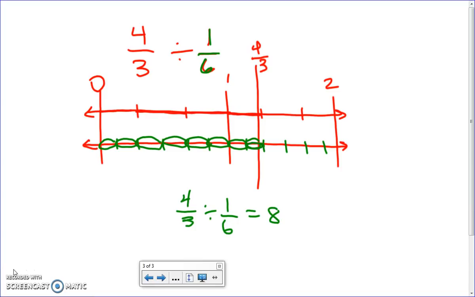It says I drew a number line in the model to find the quotient. The top number line is divided into thirds and shows 4/3. The bottom number line is divided into sixths and shows that there are 8 sixths in 4/3. So 4/3 divided by 1/6 equals 8. And that is something that we got as well.